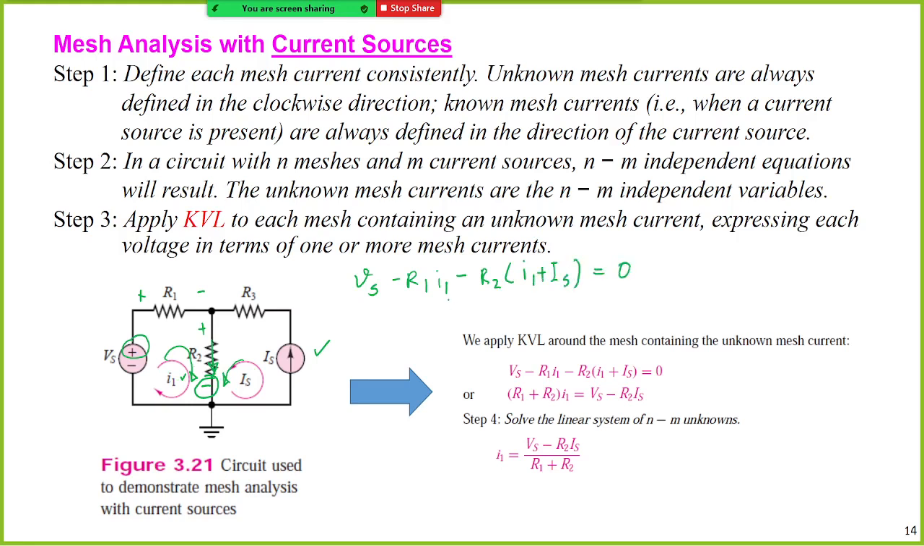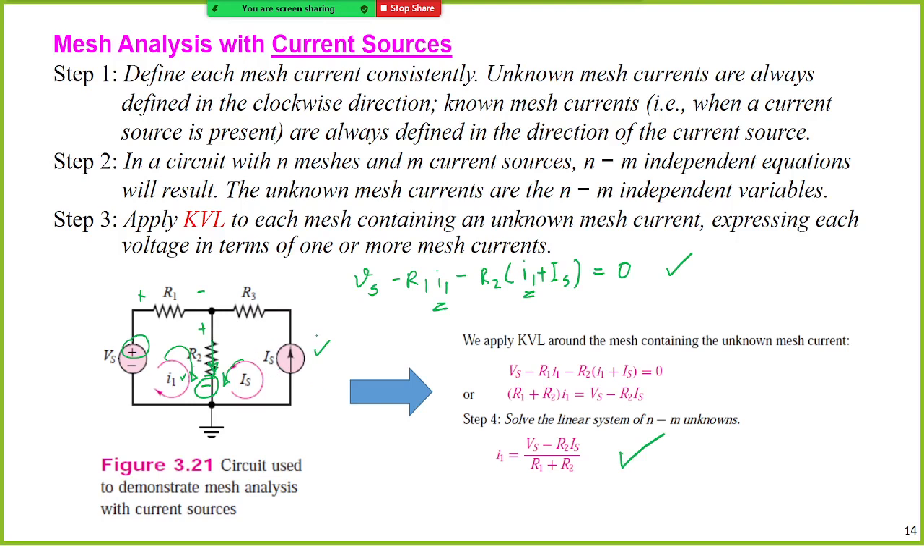So in this case, we have one equation with one unknown, which is I1, right? We don't know I1, but we know Vs, R1, R2, and Is, so we can solve for I1 directly from this KVL. So if you have a current source in the circuit and you use mesh analysis, that current will be known, right?